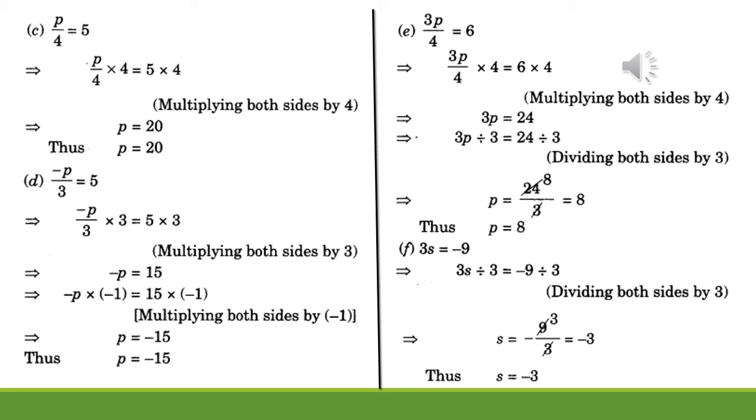Part D is minus p by 3 is equal to 5. So we have to multiply with 3. Minus p by 3 into 3 is equal to 5 into 3. So minus p is equal to 15.